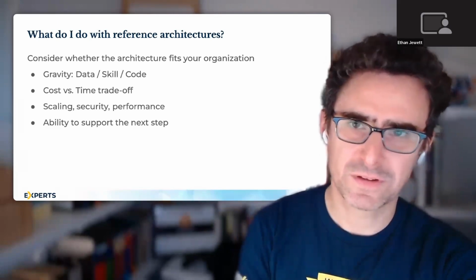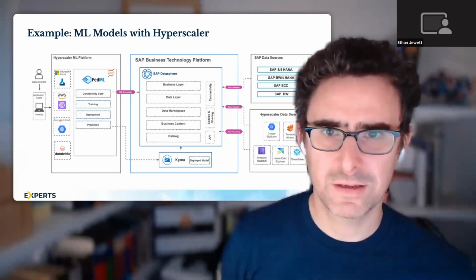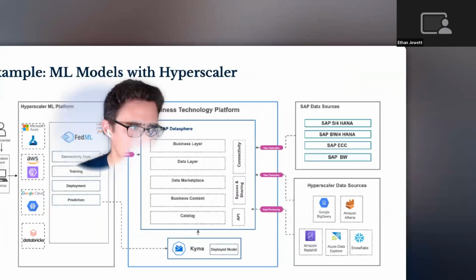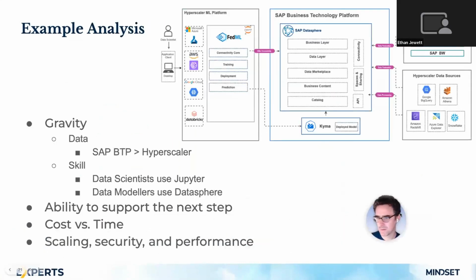But let's sit down here and go through this for the ML model that we just talked about. And so I'd like to dive into this a little bit. We've got, again, this ML model with the hyperscaler, and we're going to get into how we apply these questions to this ML model. So again, there are the four different questions we need to ask ourselves.